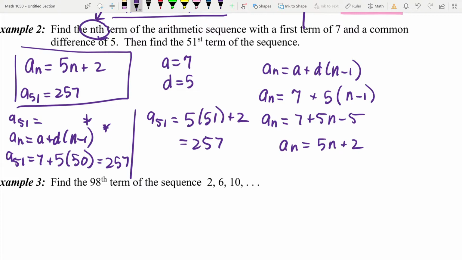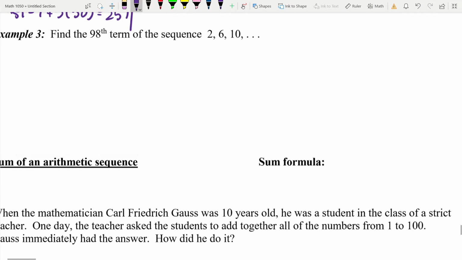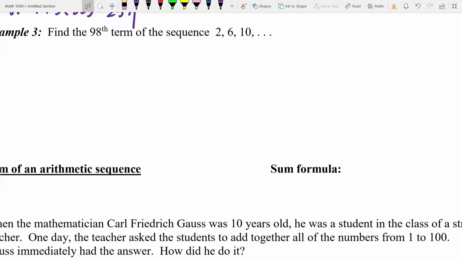Okay, find the 98th term of this sequence. First of all, everybody freeze right here for a second. If it's asked like this on the midterm, you don't know if this is arithmetic or geometric. Well, we know that it's arithmetic because we haven't even done geometric yet. But you still need to go through the process of making sure you know what it is.